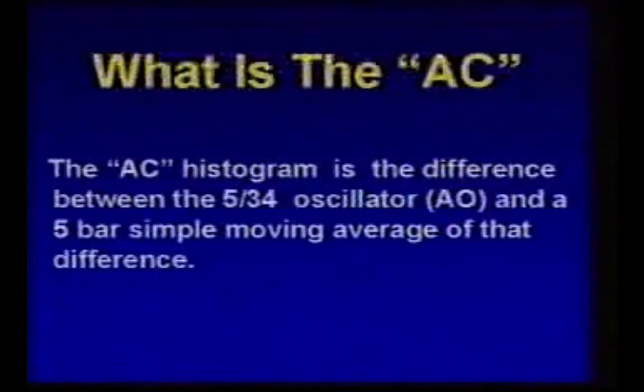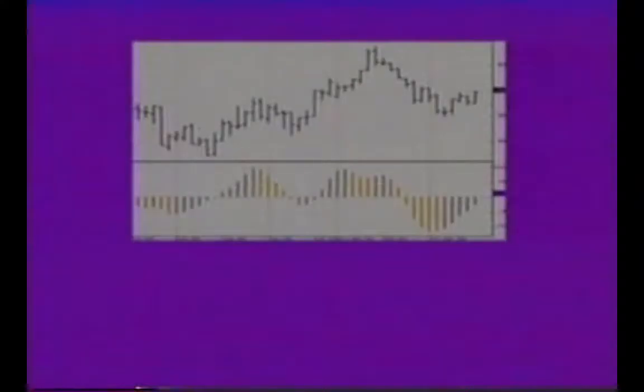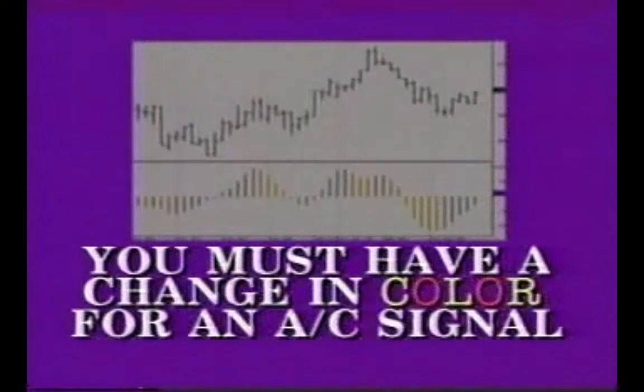So what is the AC? The AC is a histogram of the difference between the 5-34 oscillator, which is your AO, and a 5-bar simple moving average of that difference. Some things we want to think about before we get into the rules of the AC. The first thing that you need to remember is every time you create a signal, before you may have another signal, you must have a change in color. It's going to be on your rules, but I want to reiterate that. You must have a change in color.